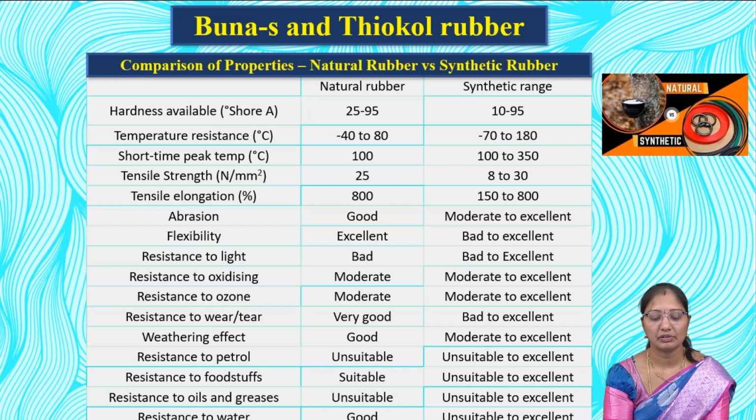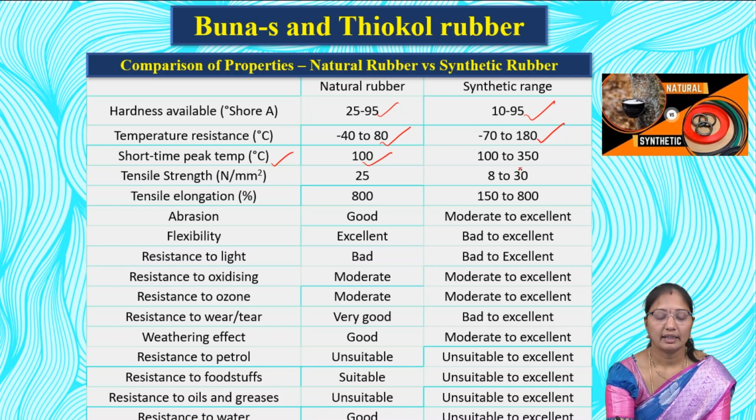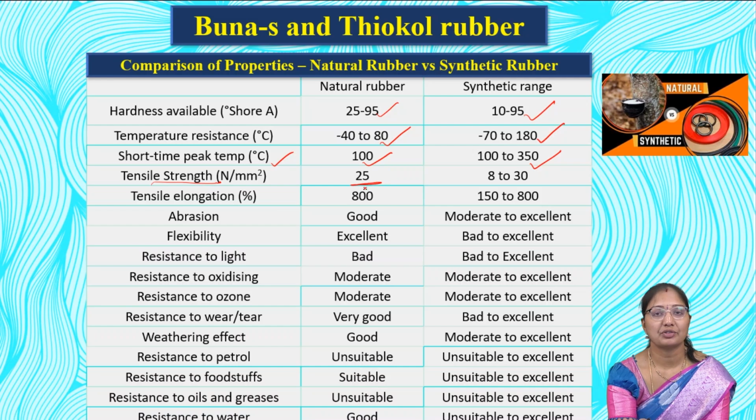The hardness available will be 25 to 95 for natural rubber, whereas synthetic it extends from 10 to 95. Temperature: natural rubber can withstand minus 40 to 80, whereas synthetic can withstand minus 70 to 180 degrees centigrade. The short time peak temperature is around 100 for natural, and 100 to 350 for synthetic. Tensile strength is 25 in natural rubber, whereas in synthetic it ranges from 8 to 30. The tensile elongation, the elasticity property, is around 800 for natural, and for synthetic it varies between 150 and 800.